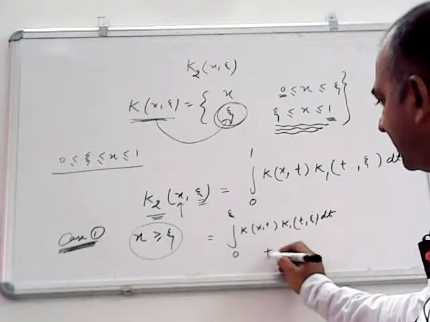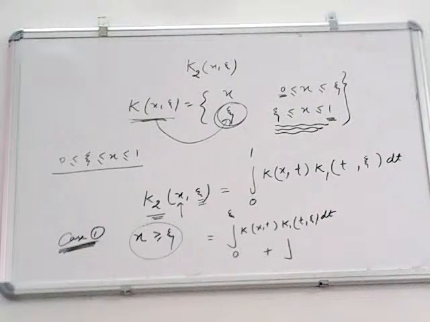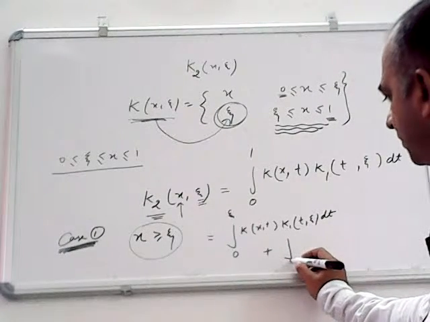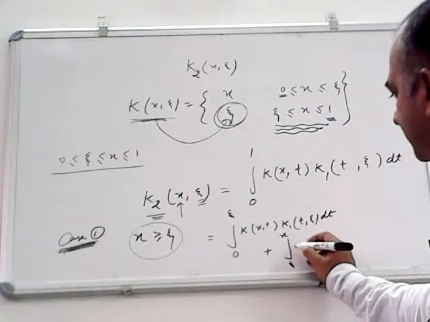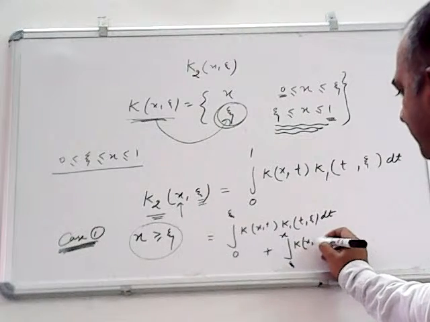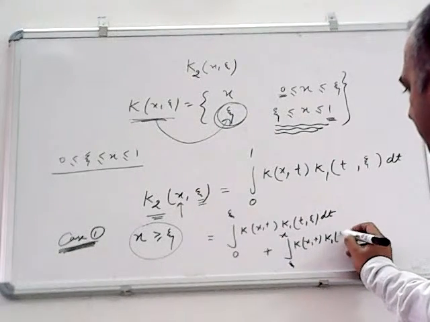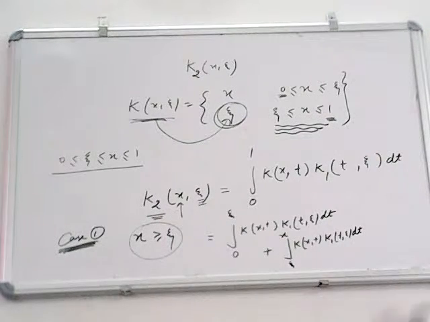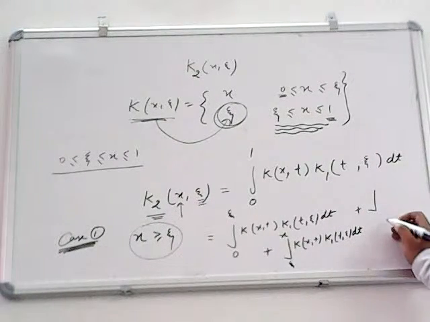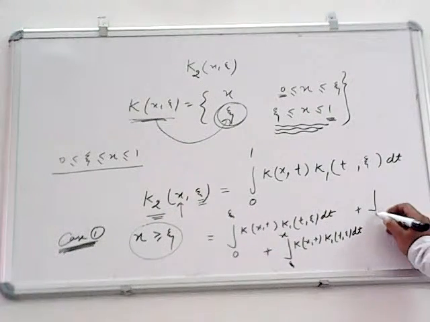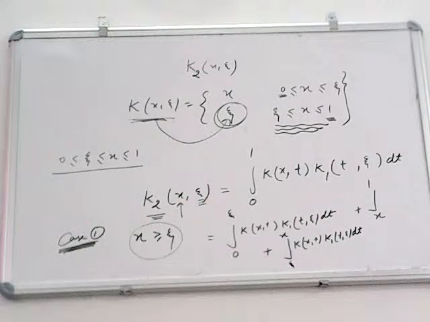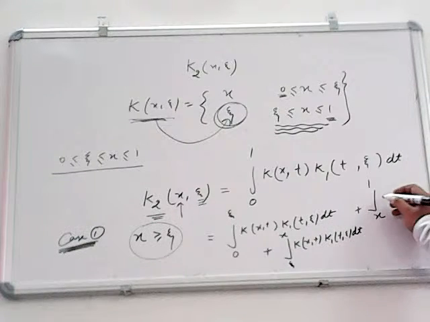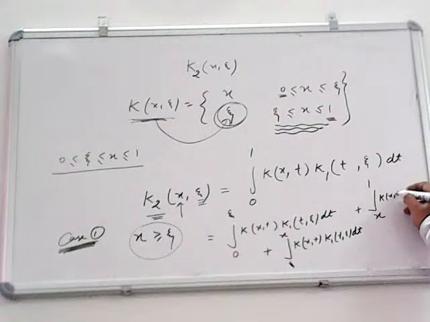Now the second integration will be from xi to x. At this position we have k of x comma t, k1 t comma xi dt. Now our third integration will be from x to 1, k of x comma t, and then k1 t comma xi dt.